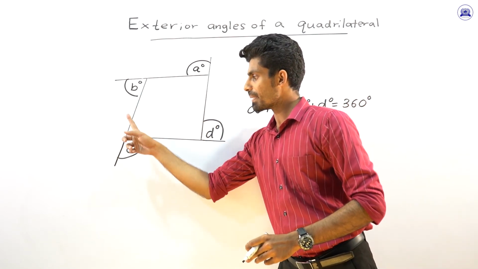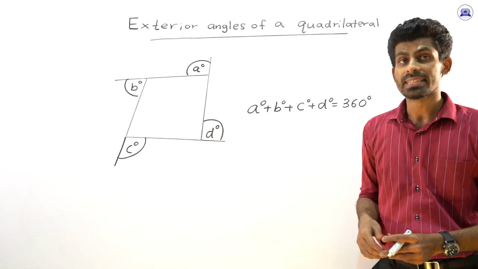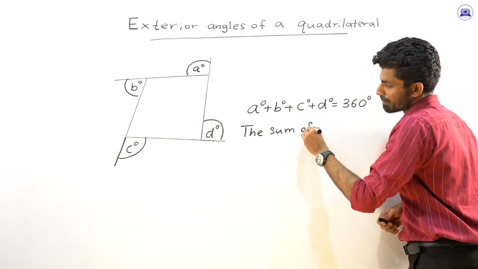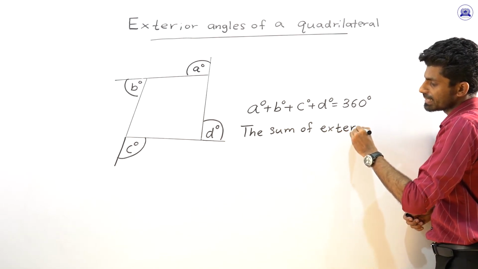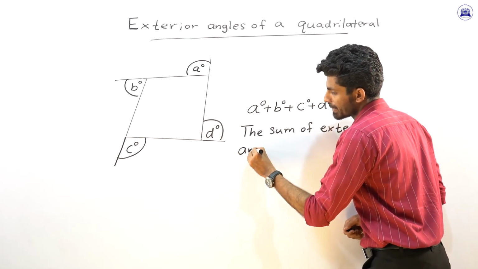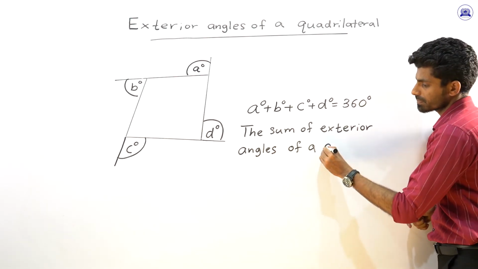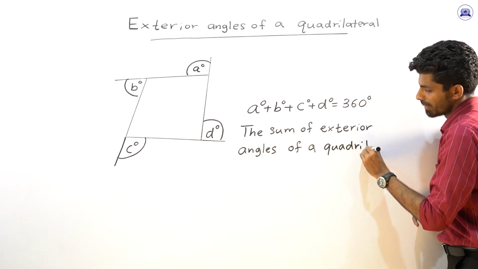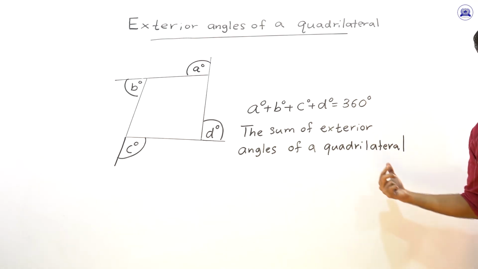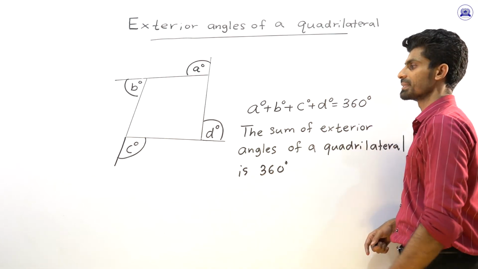A plus B plus C plus D equals 360 degrees. That means the sum of the exterior angles of a quadrilateral is 360 degrees. So that is the theorem.